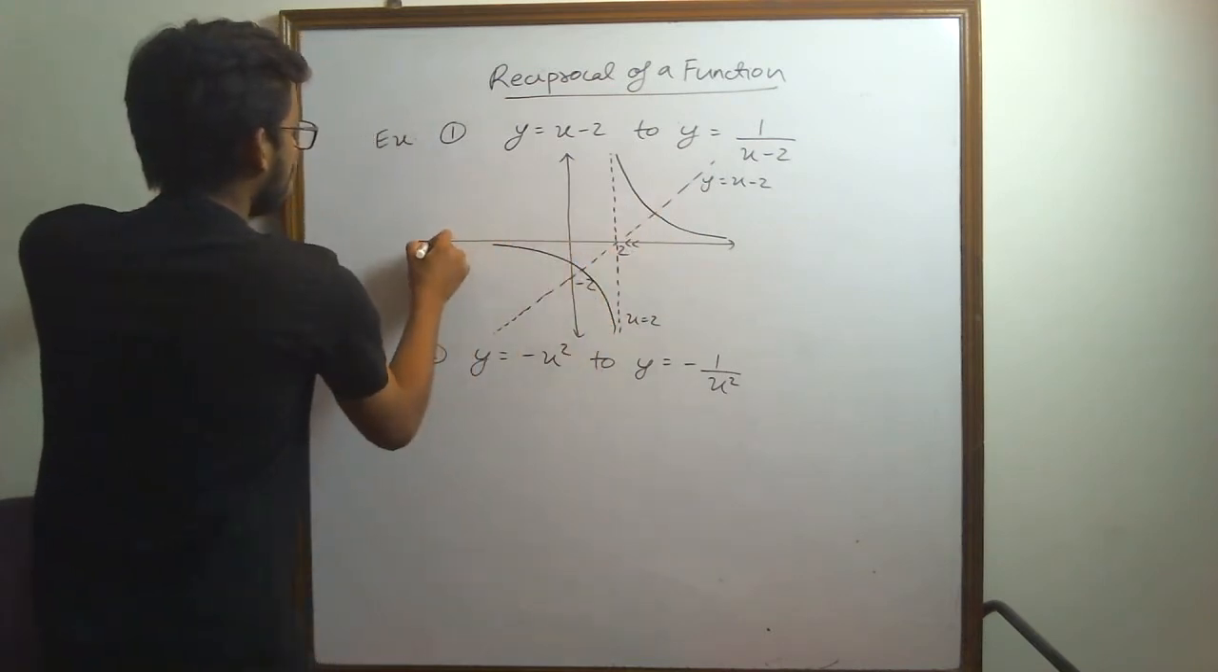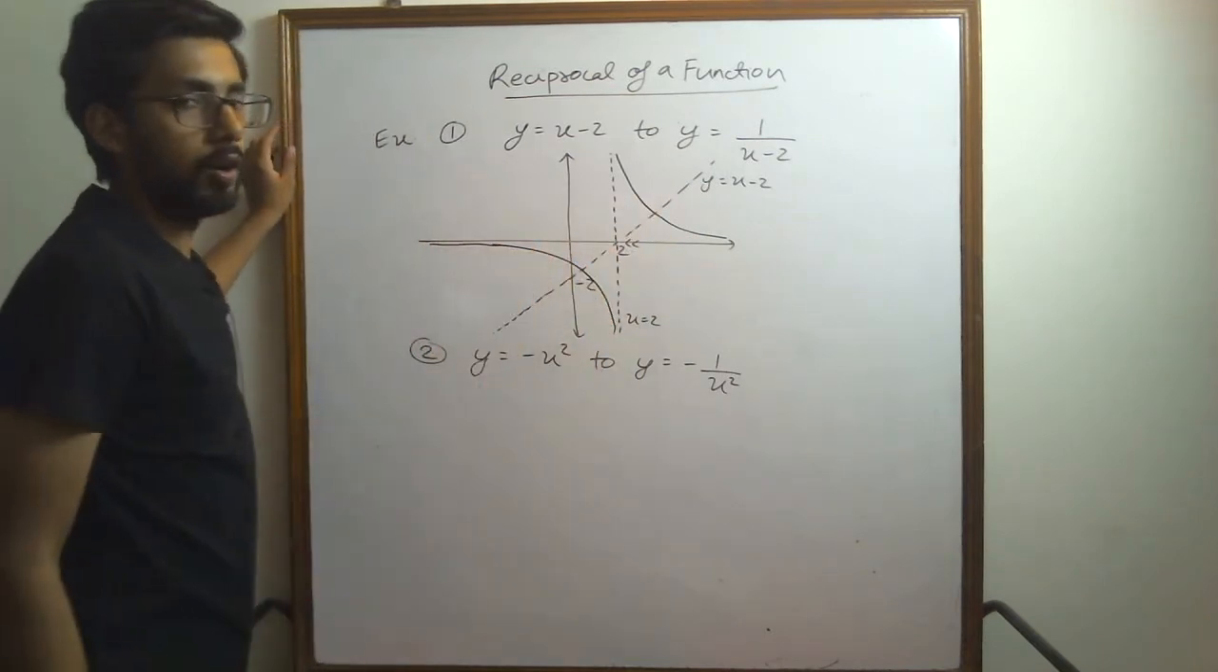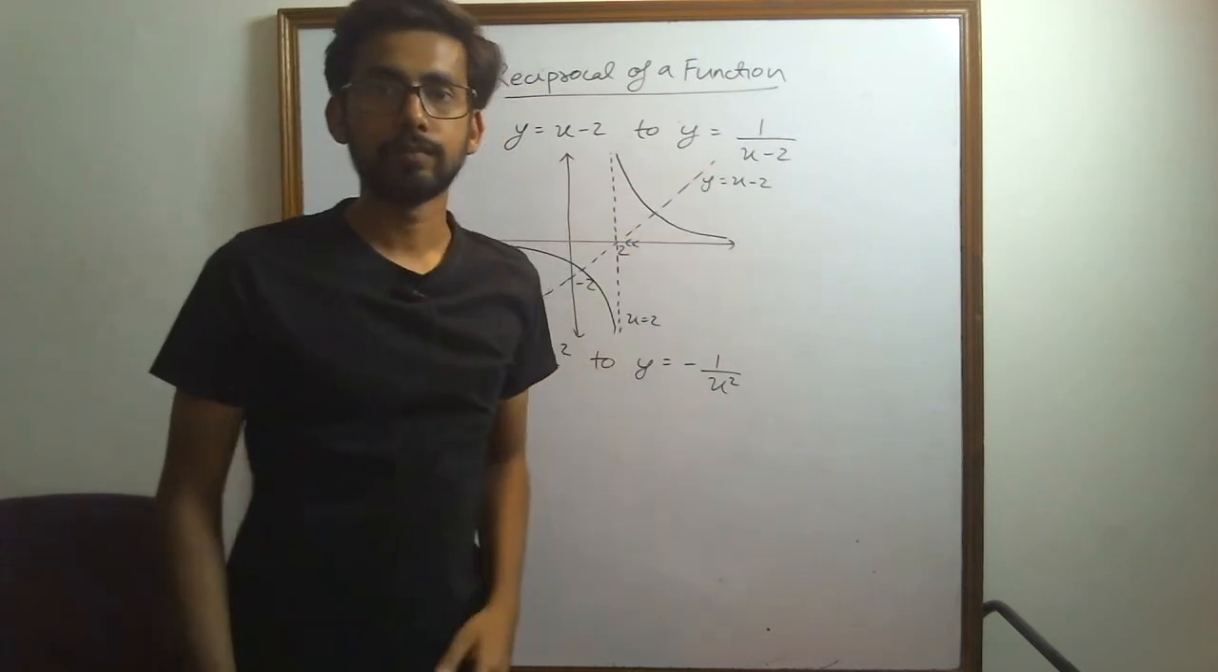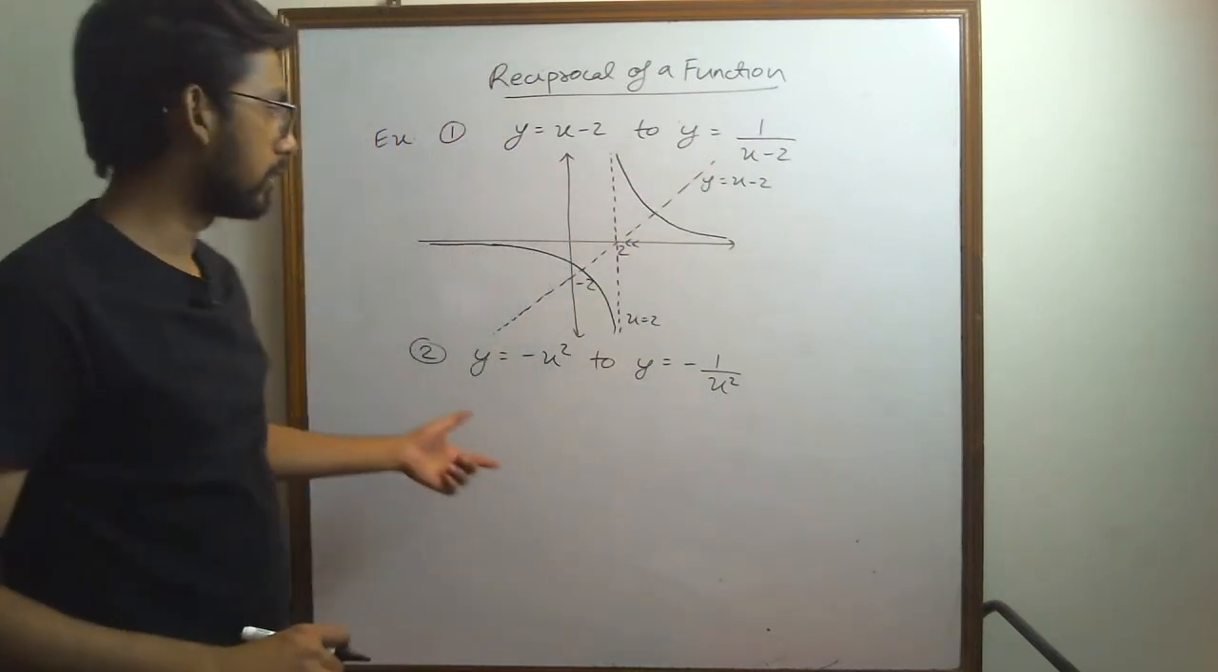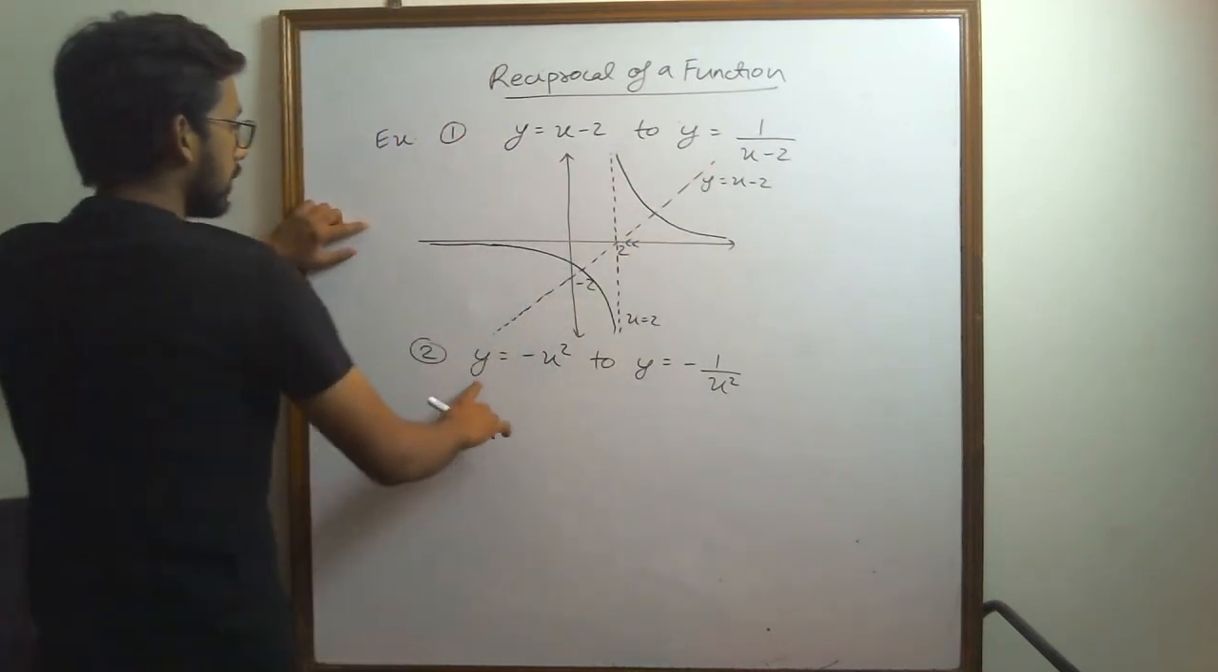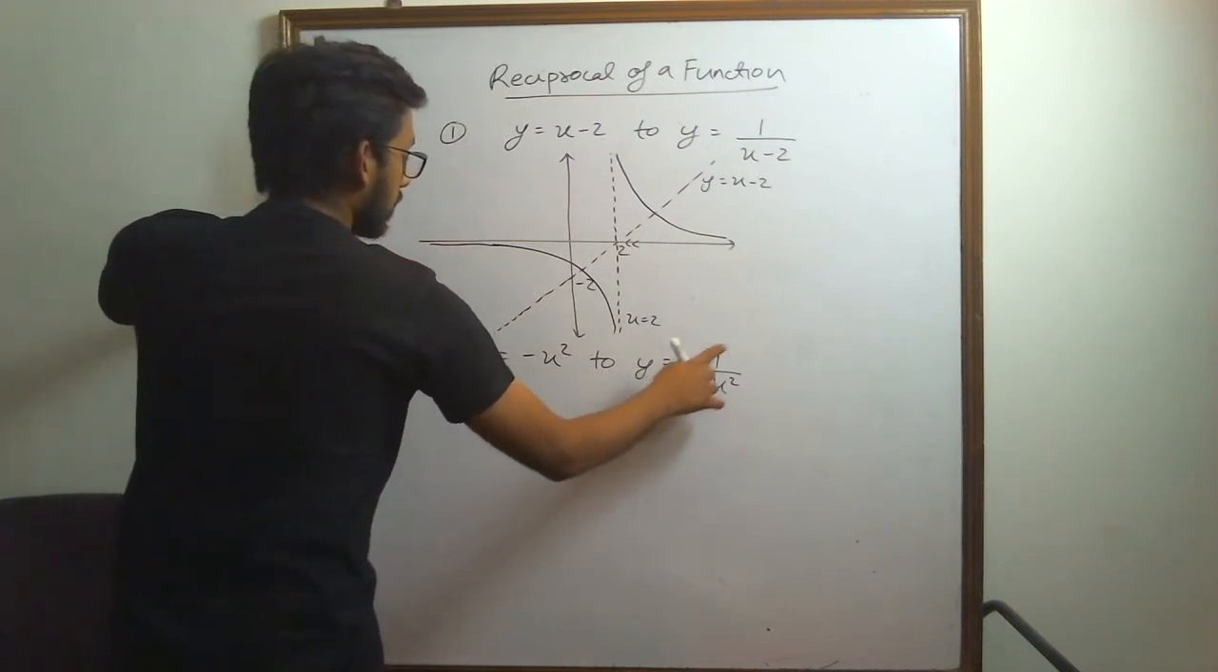This will be the graph of the reciprocal function here. Let's look at the second example. y is equal to minus x squared, and y is equal to minus 1 upon x squared.